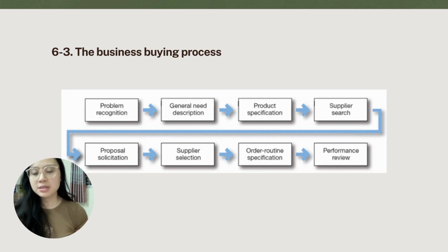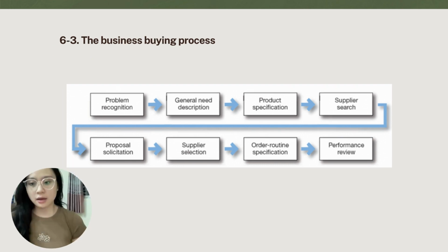The next step is product specification. That means the stage in which the buying organization decides on and specifies the best technical product characteristics for a needed item. And the next is supplier search. It is the stage in which the buyer tries to find the best vendors. Next is proposal solicitation, and in this stage, the buyer invites qualified suppliers to submit proposals. The next step is supplier selection, and in this stage, the buyer reviews proposals and selects a supplier.